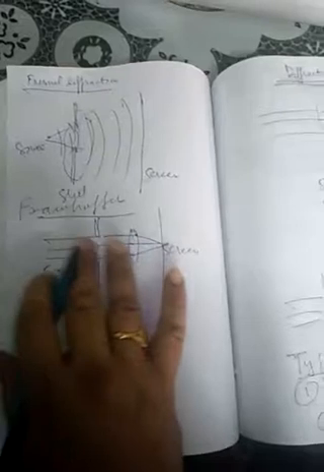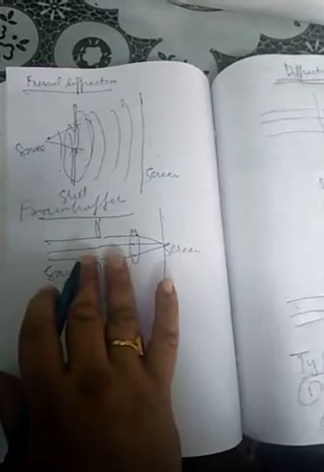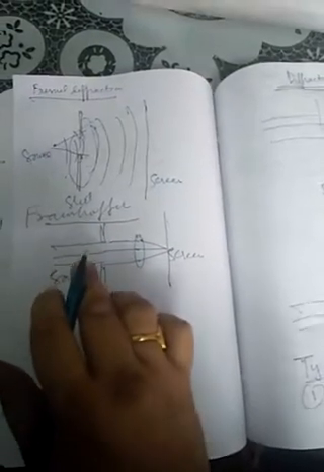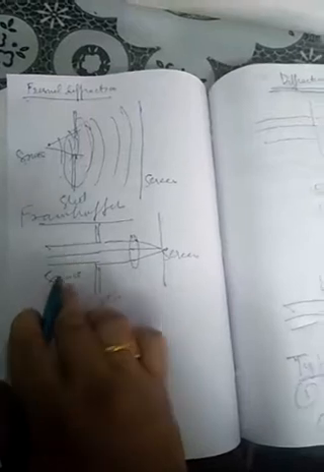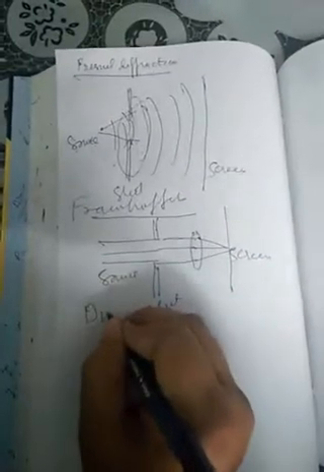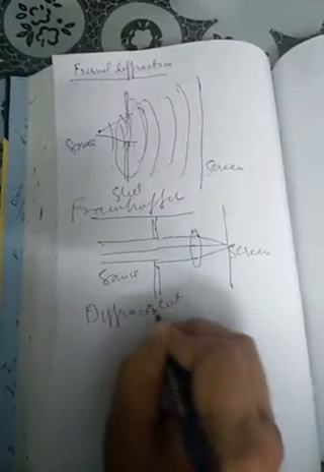We have to discuss Fresnel diffraction and Fraunhofer diffraction in detail one by one. Let me start with Fraunhofer diffraction first, due to a single slit, due to a double slit, and due to a diffraction grating. Now, diffraction due to a single slit.